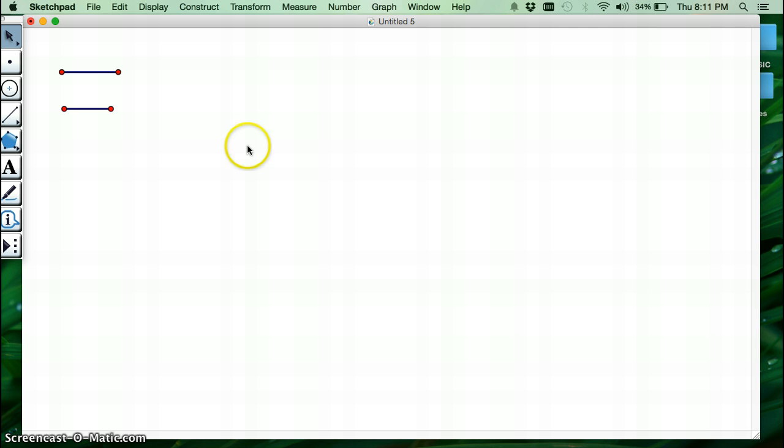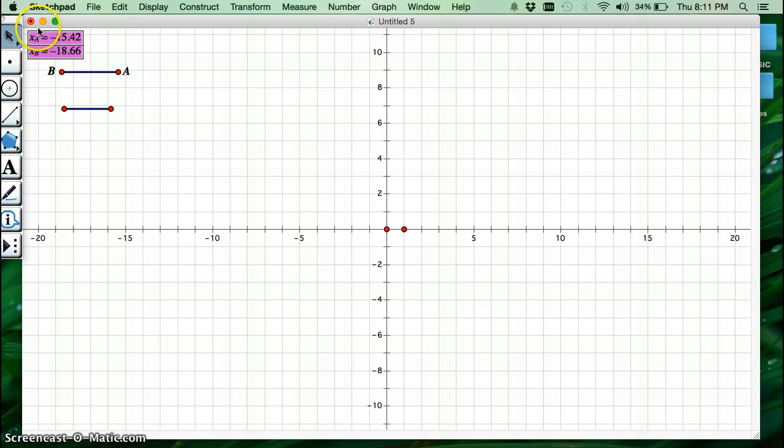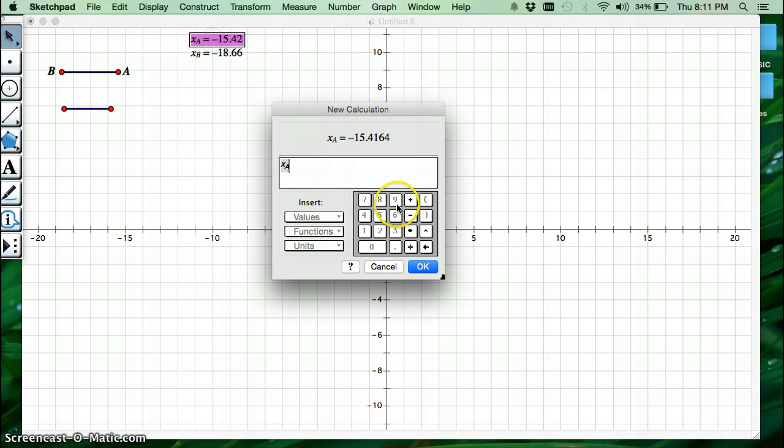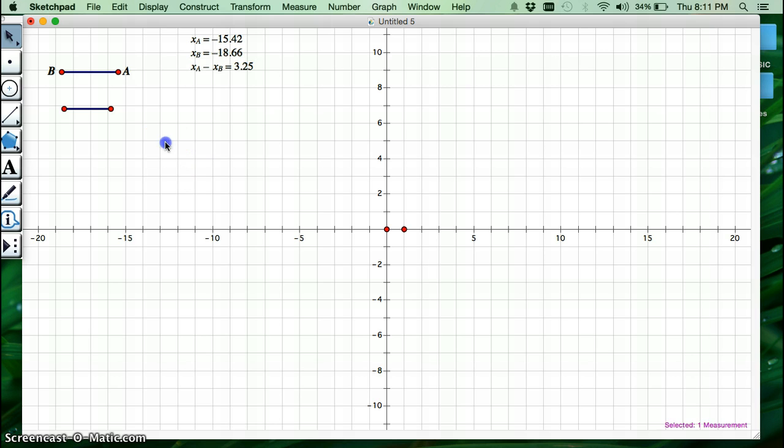Now we have to measure our x-coordinates and calculate the difference. So we can do measure abscissa and then calculate the difference. And do the same with the second slider.